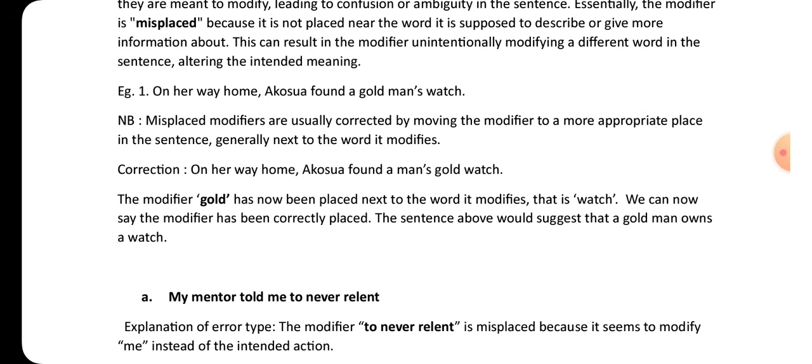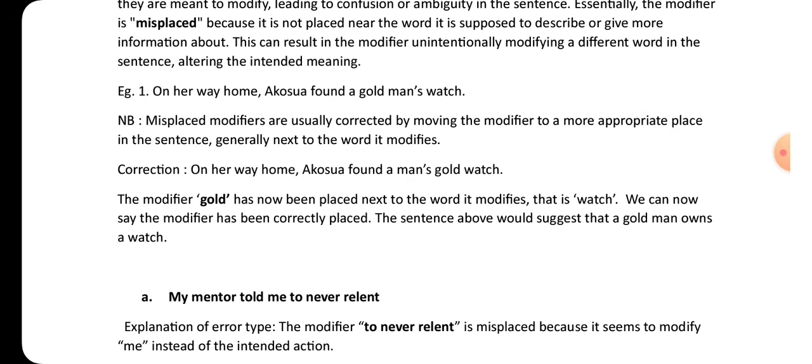About what? The watch. The sentence is talking about the watch here, so the modifier should be closer to what? The watch. Okay, so the man's what? She found the man's what? A man's gold what? Watch. Gold watch. So the gold watch is what we are talking about.